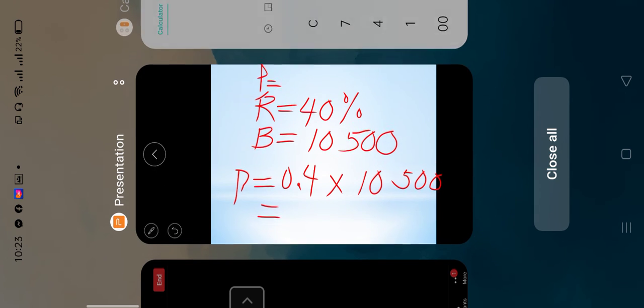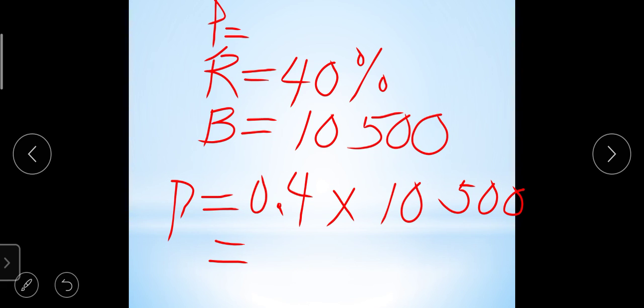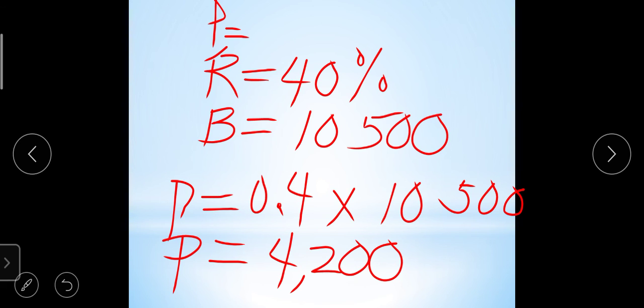Okay. So, for the question here, you need to analyze carefully, Grade 5, because it is not asking for just 4,200. Your final answer might be just 4,200. But the main question is how much will you pay? So you need to deduct 4,200 from 10,500 to get the final answer. Okay? So, 10,500 minus 4,200.